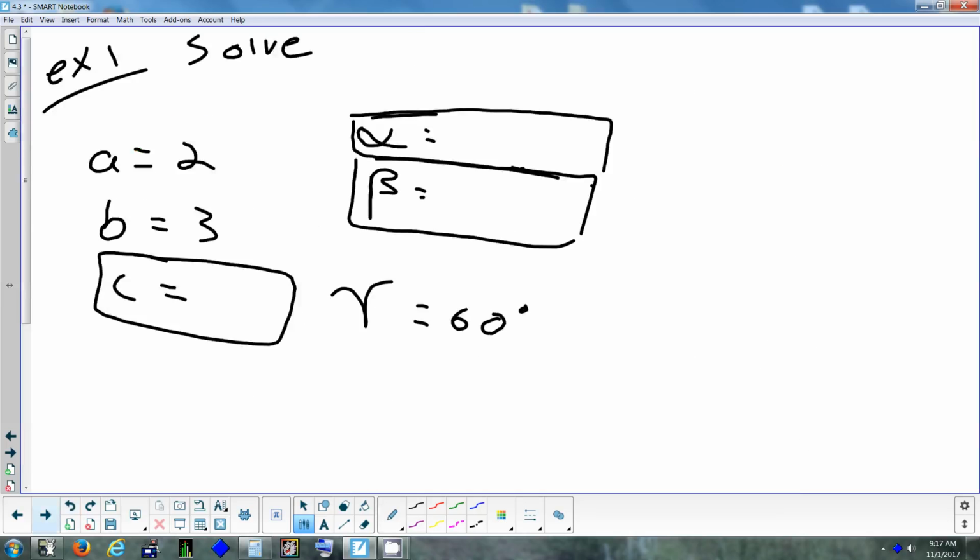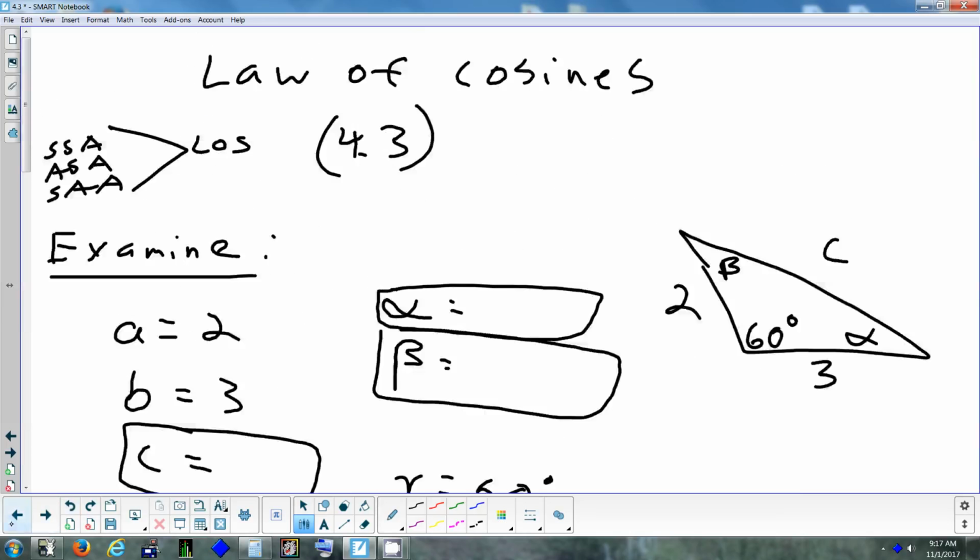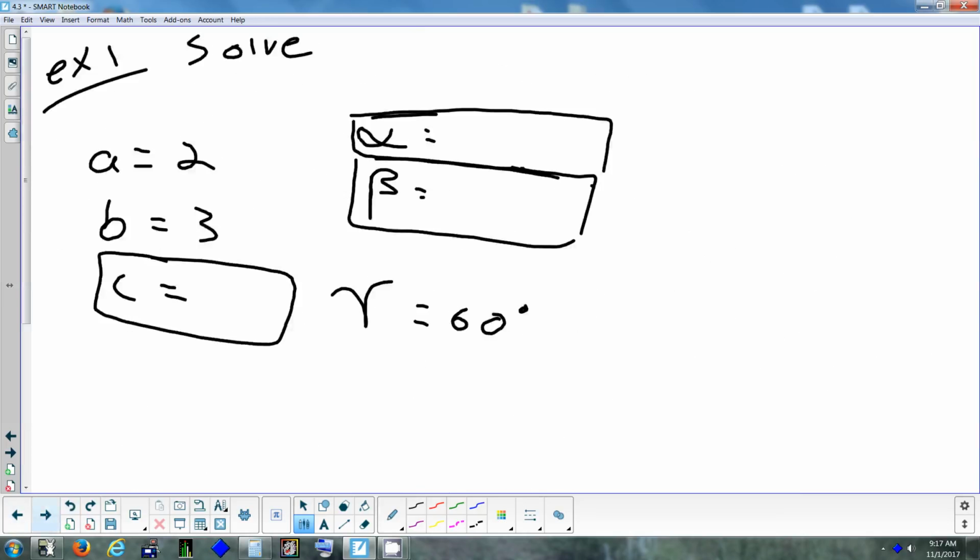All right, so let's try. I think that's the original problem I had put up to start with. All right, so first thing I would do is determine should I be using law of sines or cosines. We've already done that. This is a law of cosines problem.